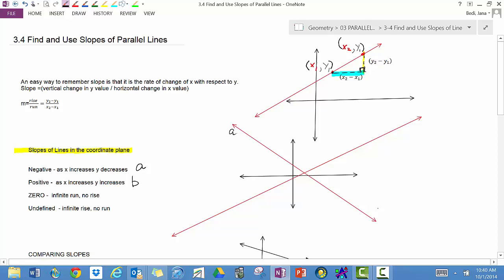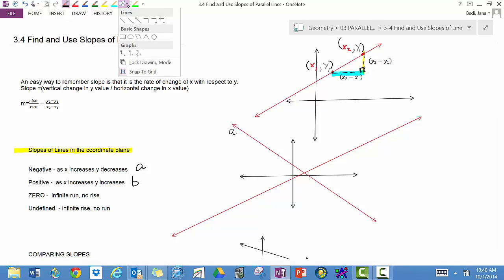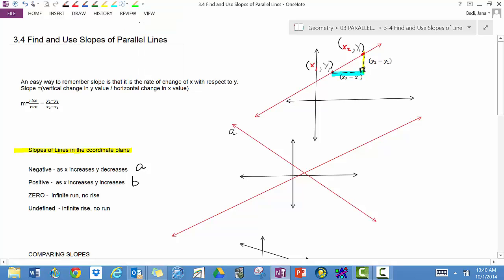Well, how about zero slope? You get a zero slope when there is no rise. So what kind of a line is it that has a zero rise? Well, that, ladies and gentlemen, is a horizontal line. It can be anywhere, so I'm going to go ahead and draw it here. And we will call this line C.